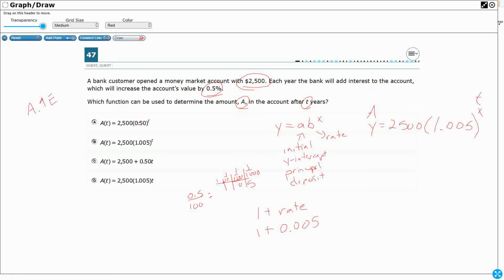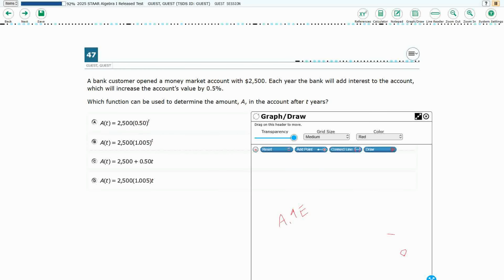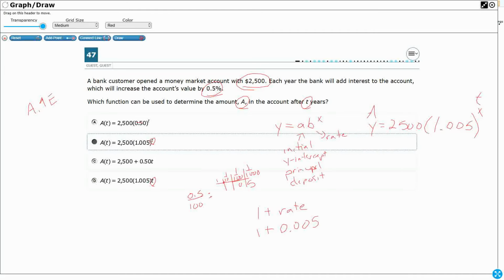But other than that, look at b and d. They look very, very similar. You notice this is not an exponent, that's tricky. That's just multiplying. That is an exponent. So we need b. But I do see where d could kind of throw some students off.